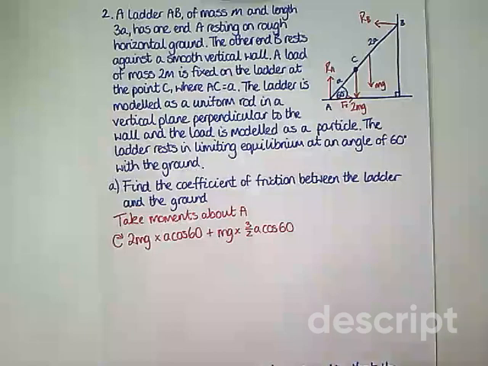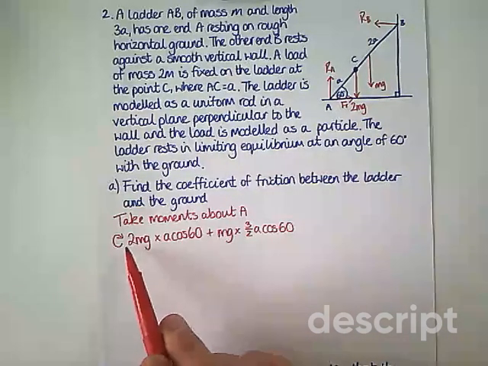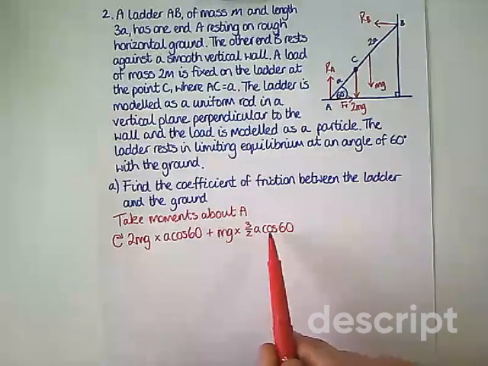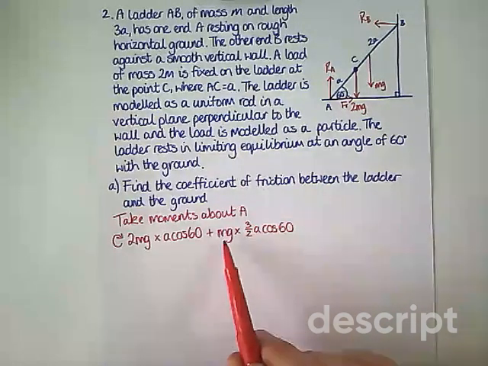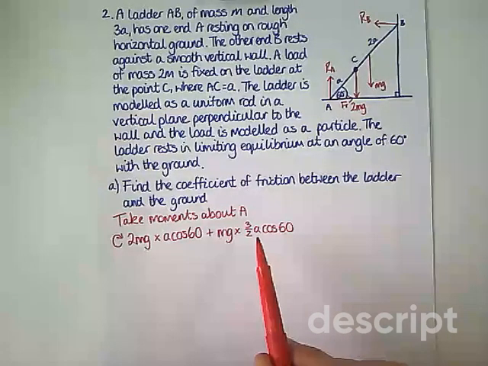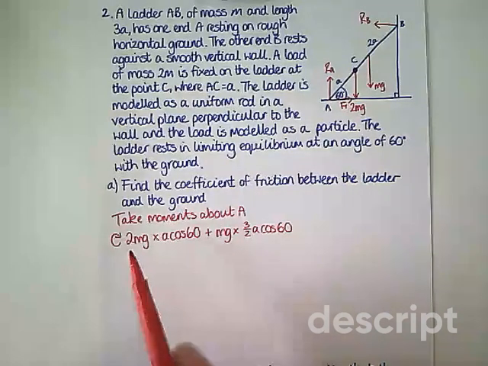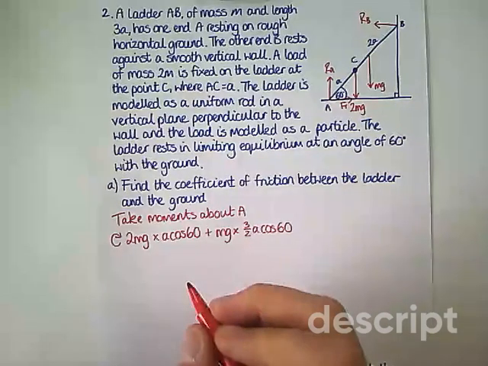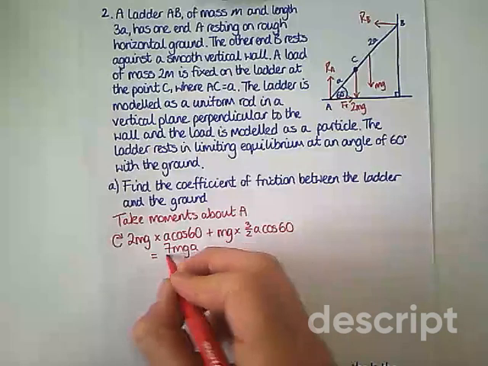So let's just tidy this up. We've got cos 60, which is a half. So we've got a half of 2mga, so that's just mga. And then we've got a half of 3/2, so that's 3/4 mga. 3/4 plus 1. So we're going to get 7mga/4.